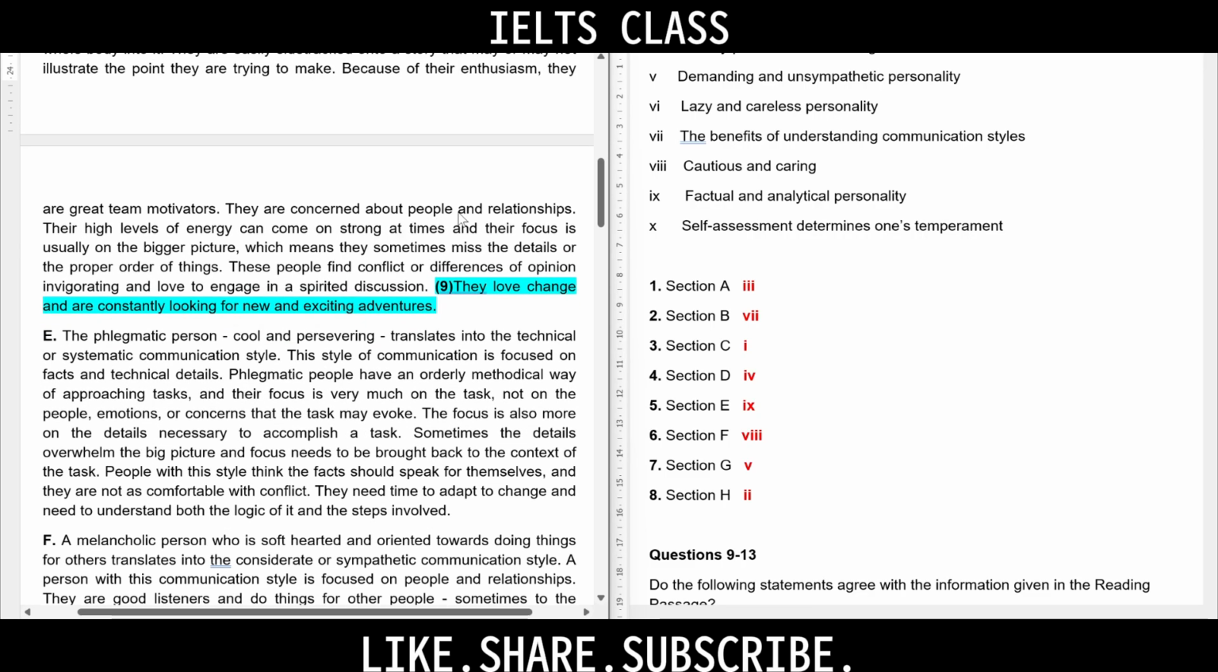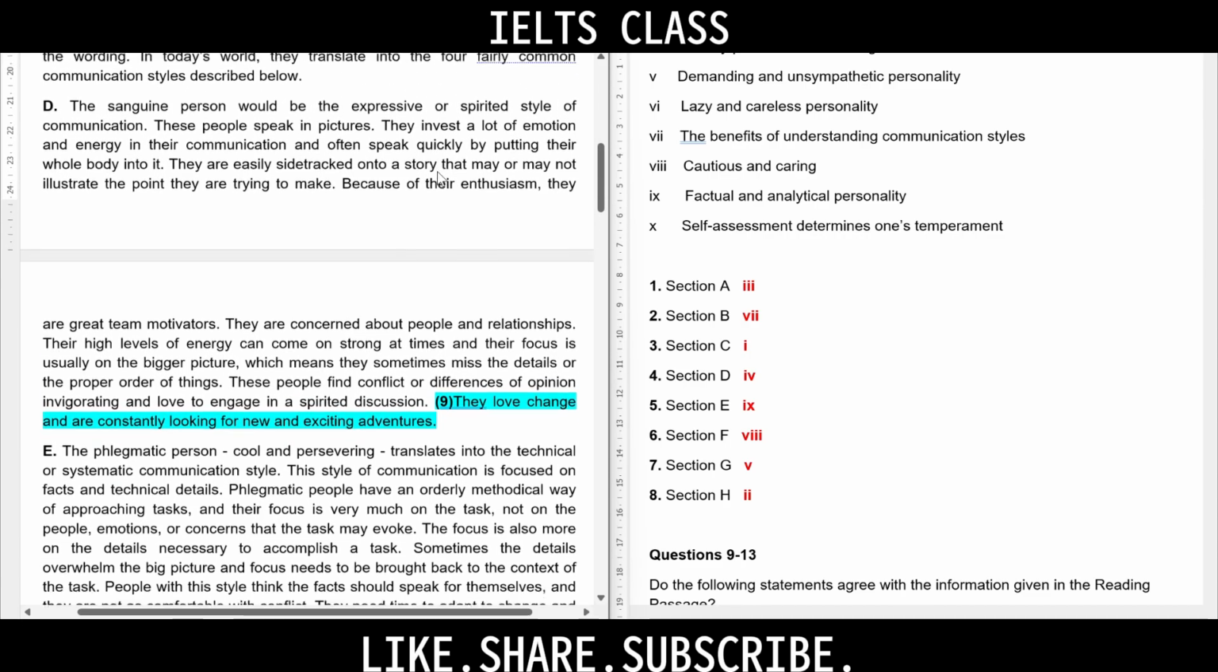They are concerned about people and relationships. Their high levels of energy can come on strong at times, and their focus is usually on the bigger picture, which means they sometimes miss the details or the proper order of things. These people find conflict or differences of opinion invigorating and love to engage in a spirited discussion. They love change and are constantly looking for new and exciting adventure.